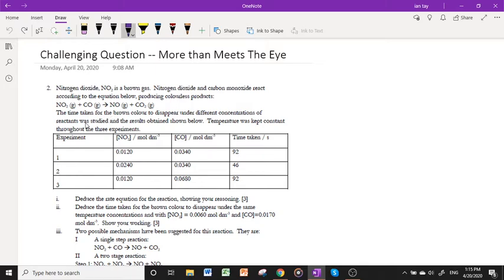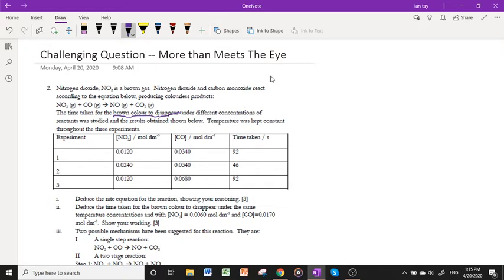In this case, it's a clock reaction because we are waiting for the time taken for the brown color to disappear. So this is the prominent visual change, the disappearance of the brown color under different concentration of reactants, and the results were obtained. Temperature was kept constant.